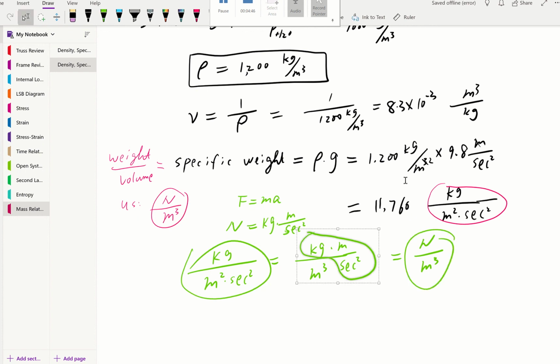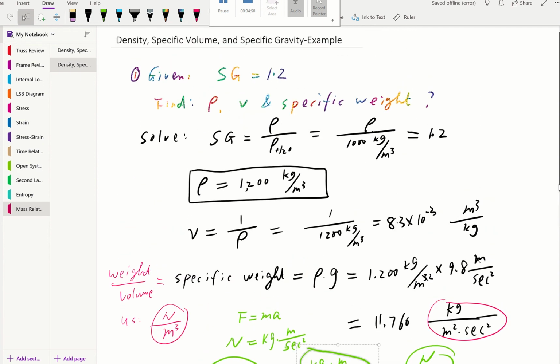So that's it for this video, and we did a quick example on given one property, and you can find the other three. And you can do this by yourself, try to give another property such as specific volume. And then can you find the rest of the three?